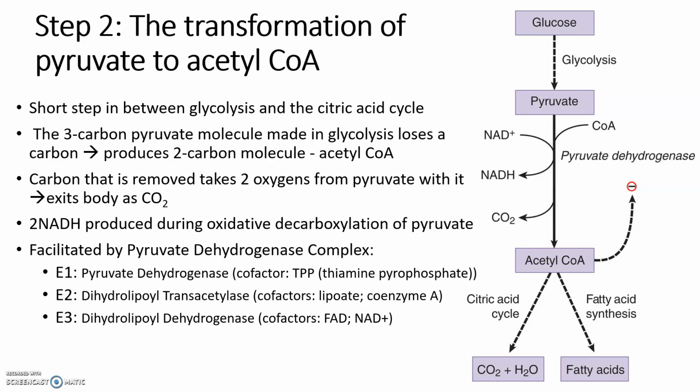And 2 molecules of NADH are also going to be produced during the oxidative decarboxylation of pyruvate. And this whole transformation is going to be facilitated by what's known as the pyruvate dehydrogenase complex. This is a total of 3 enzymes listed there that are hard to pronounce, and they have cofactors. They each have different ones, and there's a total of 5.